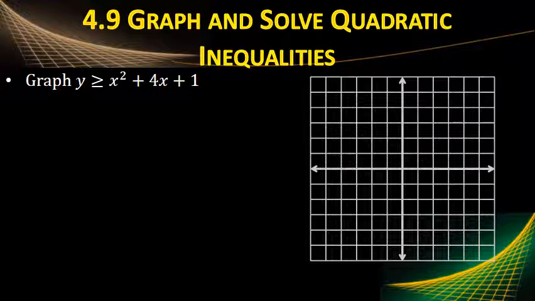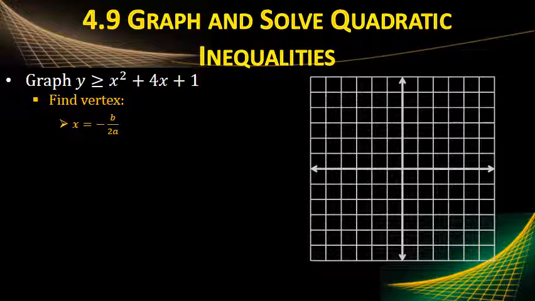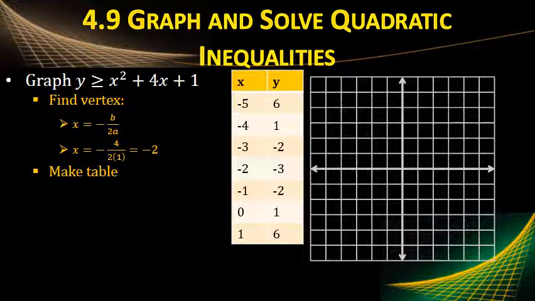So let's graph this one. So first of all, you need to find your vertex. Negative b over 2a. Notice it's the same as the beginning of the quadratic formula. b is 4, a is 1. Fill those in. Our vertex occurs at x equals negative 2. Make a table. Notice my vertex, x is negative 2, is right in the middle.